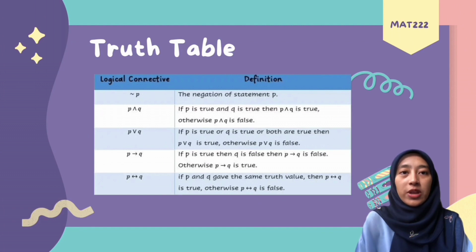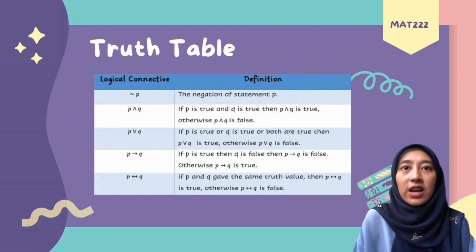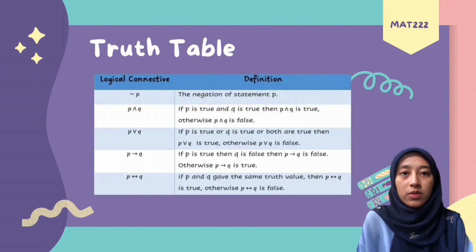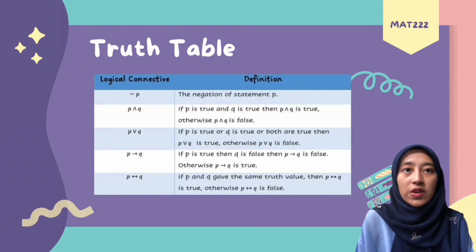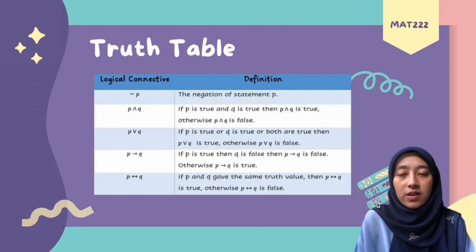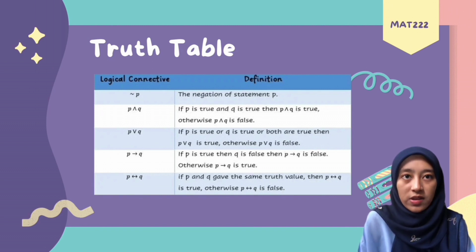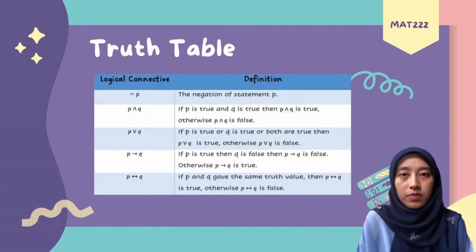Next, let's take a look at truth table of logical connective. First, not P, and the definition is the negation of statement P. Second, P and Q. If P is true and Q is true, then P and Q is true. Otherwise, P and Q is false. Next, P or Q. If P is true or Q is true or both are true, then P or Q is true. Otherwise, P or Q is false.